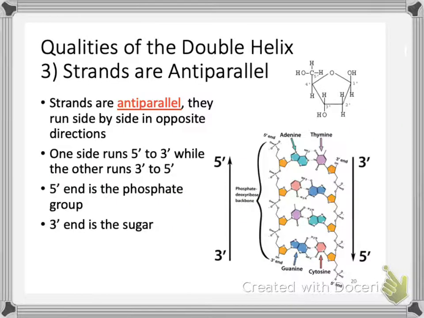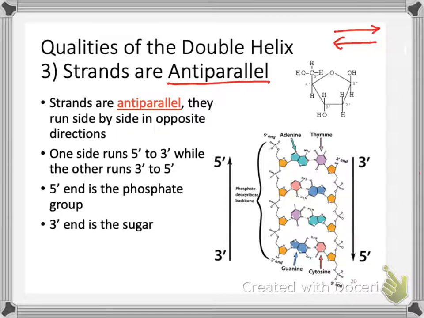All right, and the last quality of a double helix. I've mentioned this in this video before, but the strands are something called anti-parallel. You probably learned back in geometry that parallel means that the sides run side by side but don't intersect. So that's what happens in your nucleotides. You have one side and then you have another side and they don't intersect, but they run in opposite directions, and that's the anti part. One points up and the other points down.